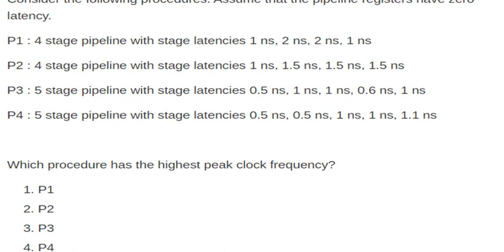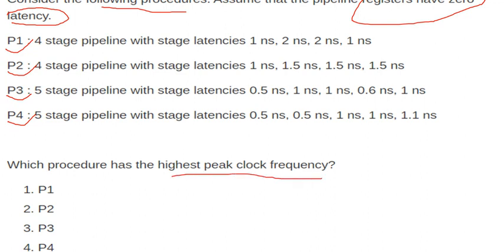Let's discuss this numerical. In this numerical, they have given: consider the following procedures. Assume that the pipeline registers have zero latency, means the registers which are used in pipeline design don't incur any type of circuit delay. So they are given four procedures and all the stage delays of these procedures, and they are asking what will be the highest peak clock frequency.